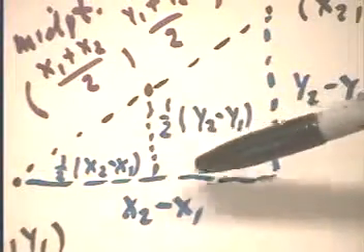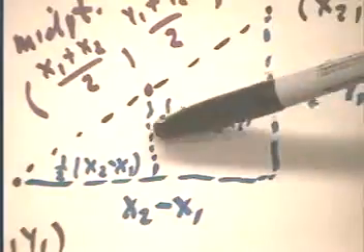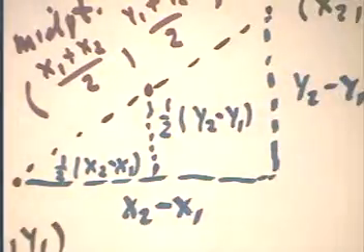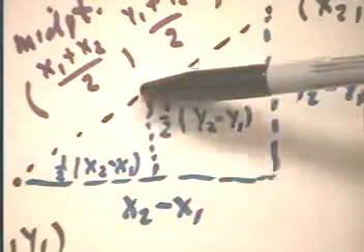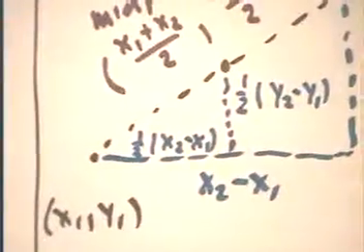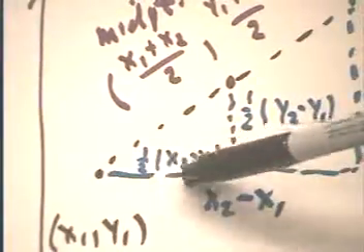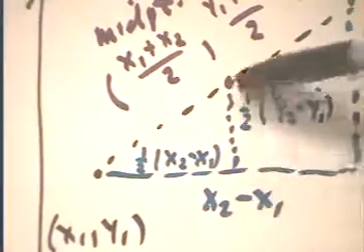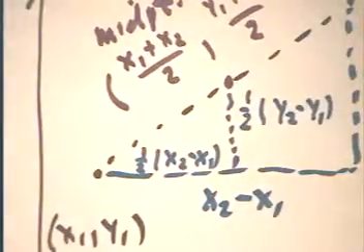the run is going to be 1/2 of the x2 minus x1 run of the large triangle. The rise of the small triangle is going to be half the rise of the large triangle, half of y2 minus y1. To get the coordinates of this point, therefore, we would start at x1, y1, and add the displacement 1/2 of x2 minus x1, and add the displacement 1/2 of y2 minus y1.